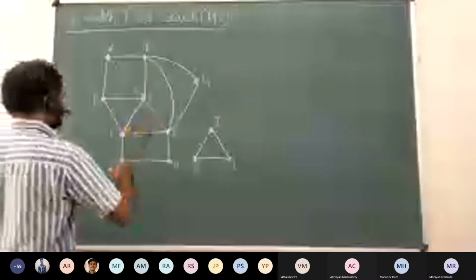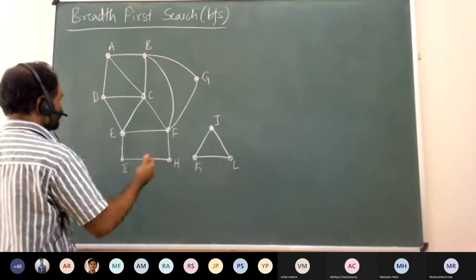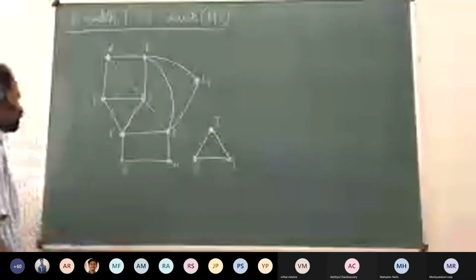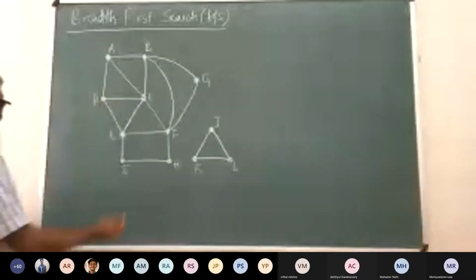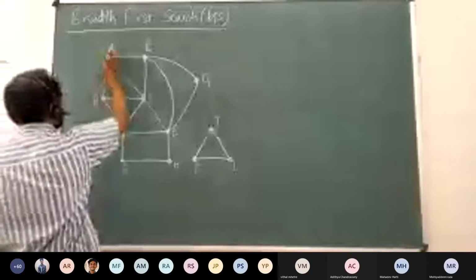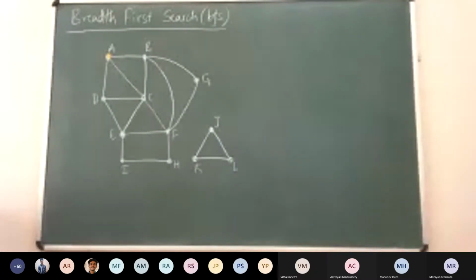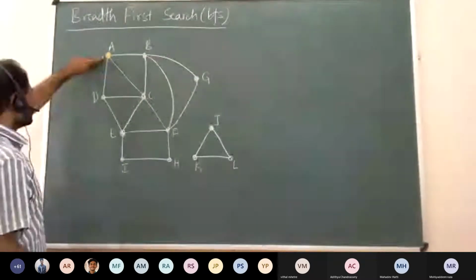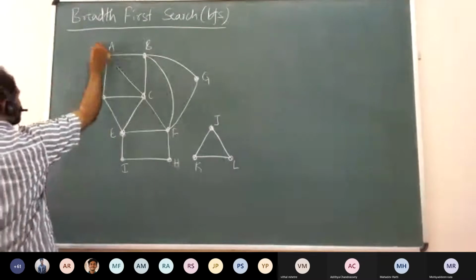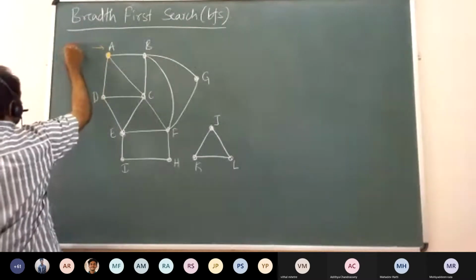So we start with some vertex, it doesn't matter. We call it the source, and we will start with that vertex. Say, for example, A is the source. A breadth first search always requires a source to start with. So we start from a designated vertex, the starting vertex, which we call the source.